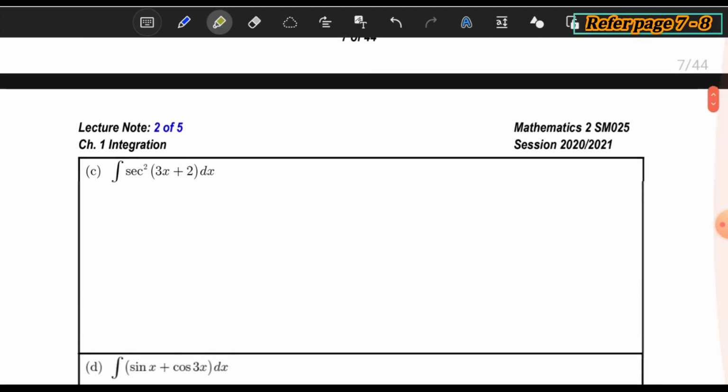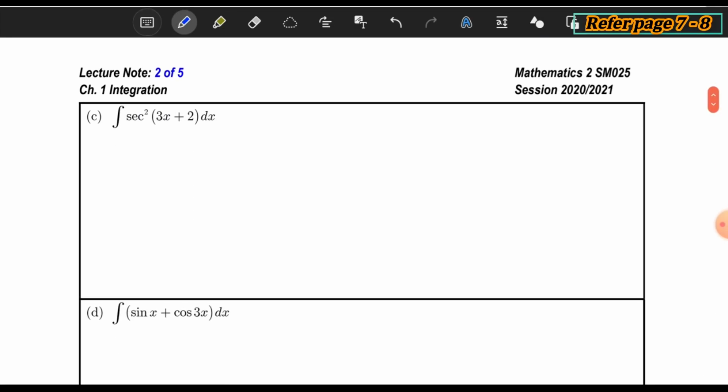Next, part C. Integrate secant squared of 3x plus 2 equals tangent. The angle remains the same, tangent of 3x plus 2. Then divide by the derivative of the angle, so we will get divide by 3, plus c.